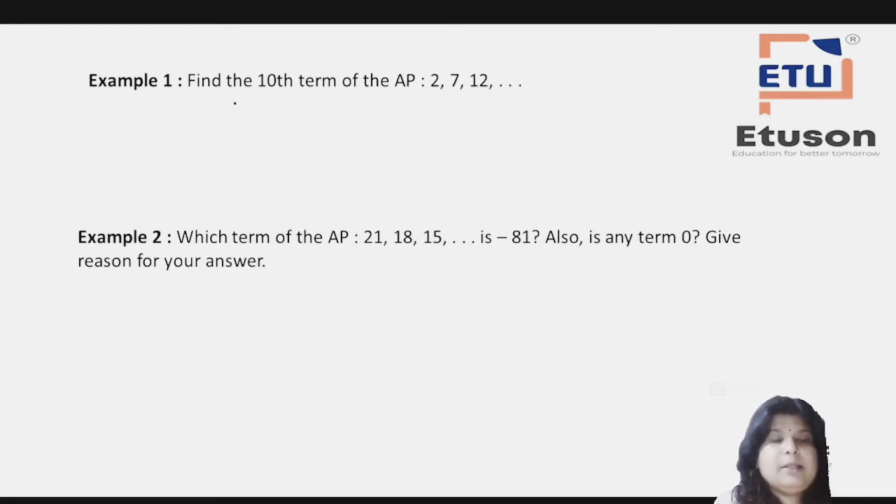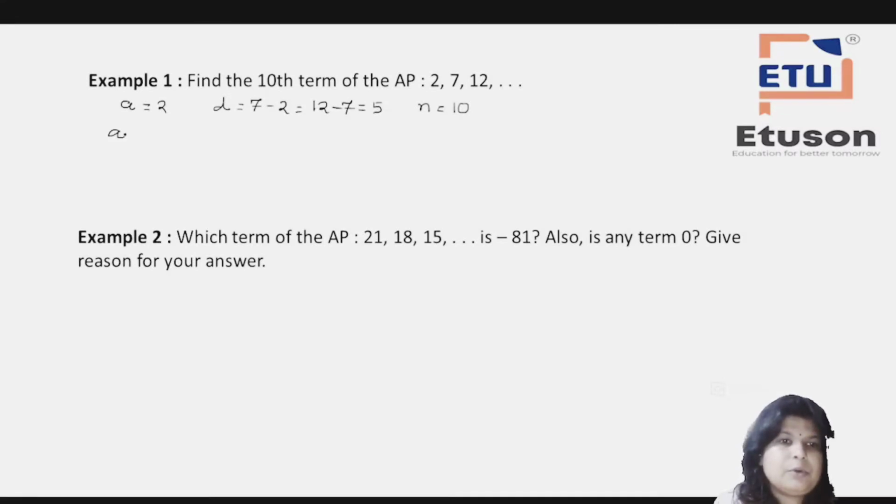Find the 10th term of an AP. So here in this AP, your a is equal to 2. Let us find out the common difference, that is 7 minus 2, that is equal to 12 minus 7, and your common difference is 5. And you have to find out the 10th term. So n is equal to 10 here.